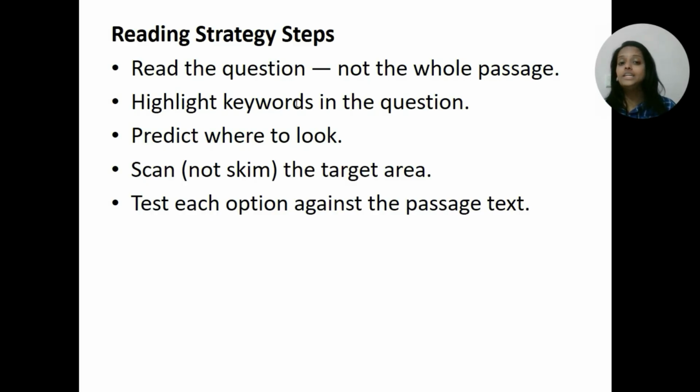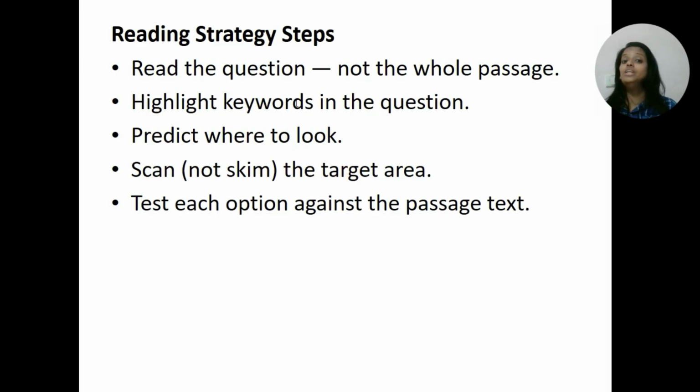And then highlight keywords in the question. Try to circle words like dates, numbers, names, and strong terms like always, never, only, because these are your search tokens. And predict where to look. That is pretty important. You have to ask yourself which paragraph likely contains that information, and you have to jump there.